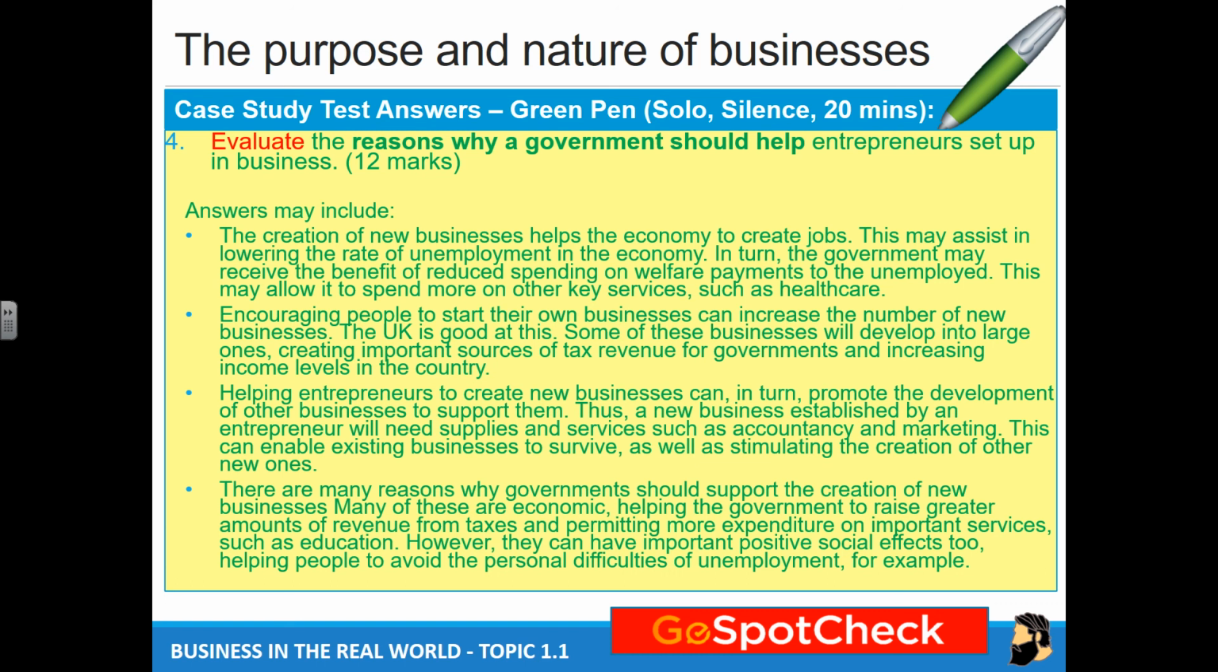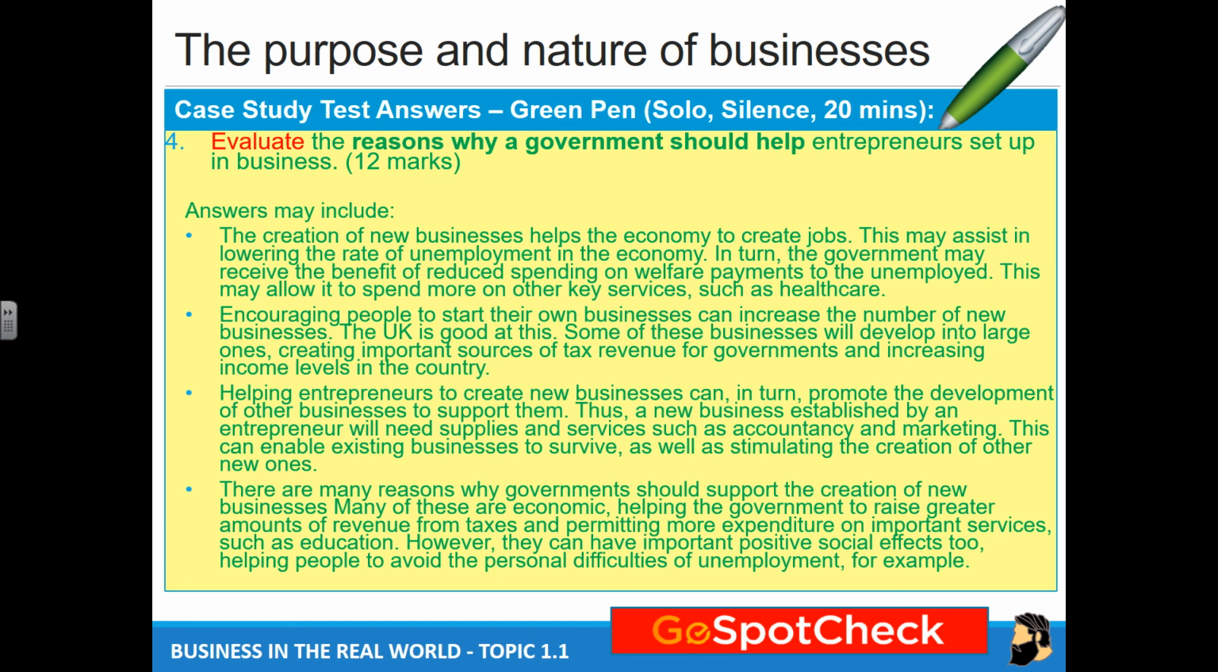The creation of new businesses helps the economy to create jobs. This may assist in lowering the rate of unemployment in the economy. In turn, the government may receive the benefit of reduced spending on welfare payments to the unemployed. This may allow it to then spend more on other key areas such as healthcare, the NHS.